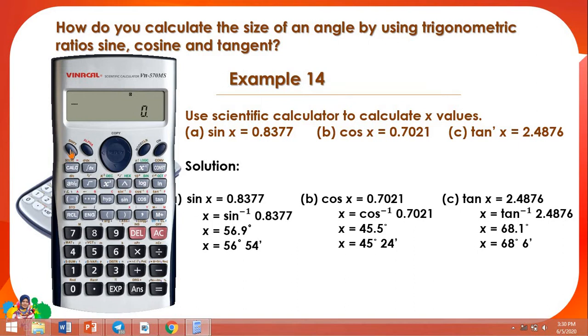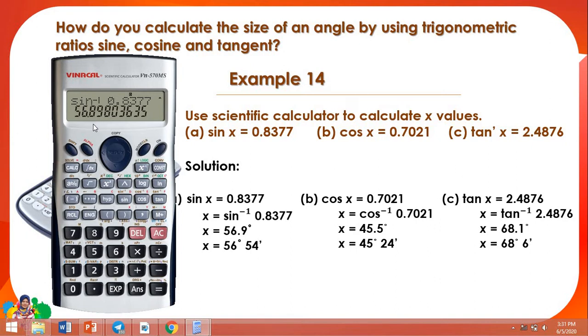Use your calculator. If it is sine, you just press sine. Now you want the inverse sine, so you press shift sine. The calculator will display inverse sine, then 0.8377, then press equal. The calculator will give the answer 56.8980 and so on. If you want the answer in degrees, you just round off correct to 1 decimal place or 2 decimal places.